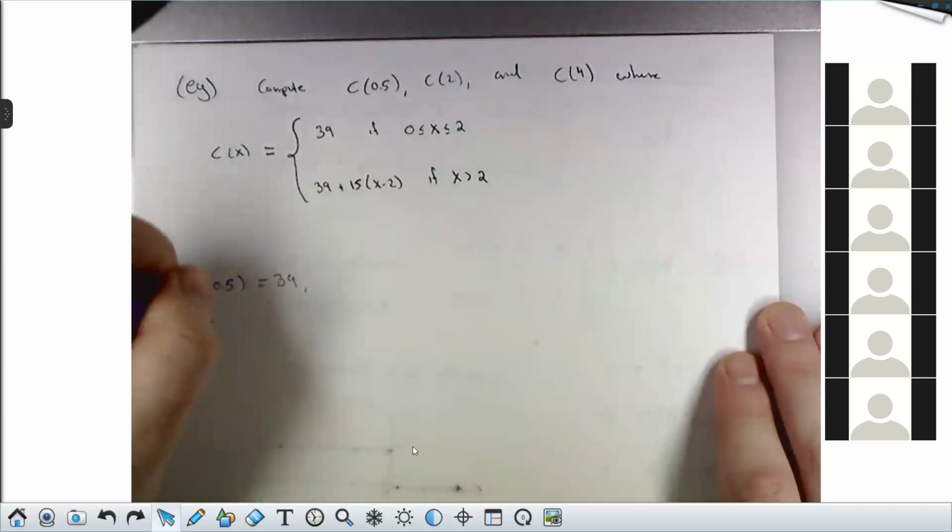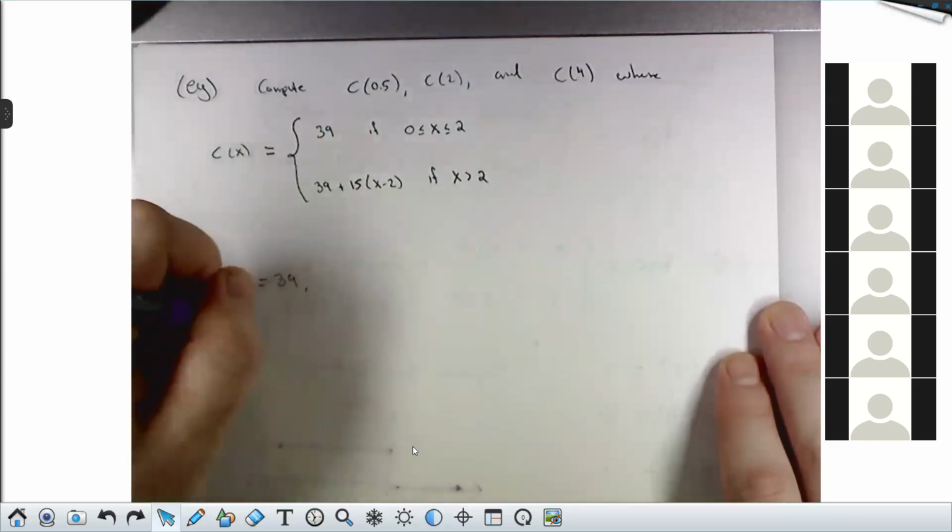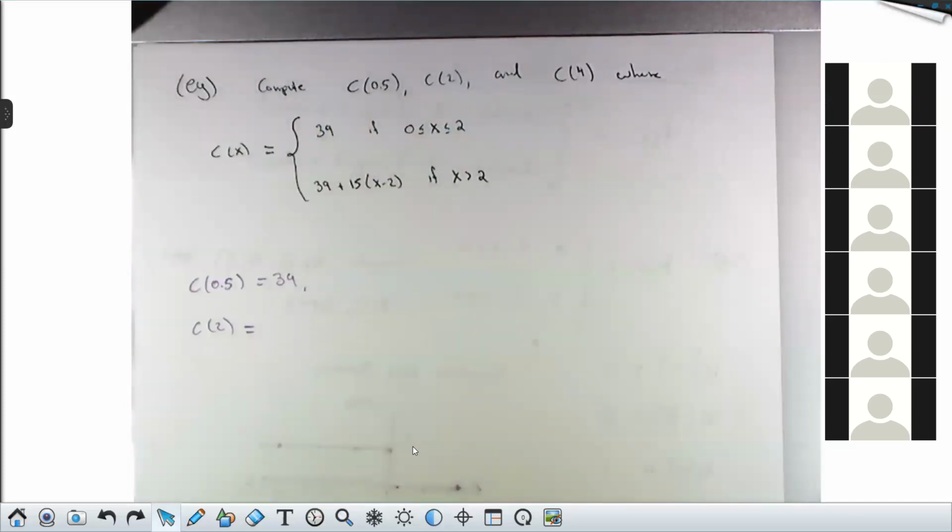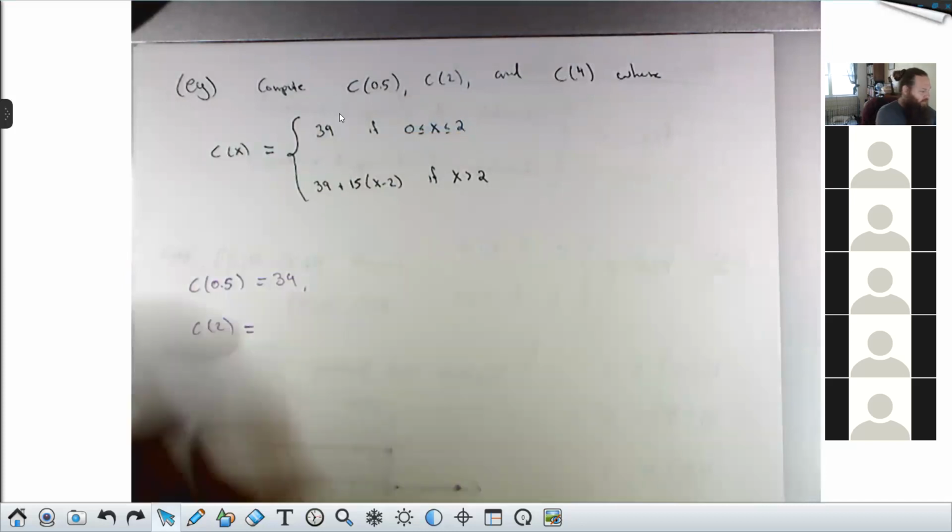C of 2. What is this? Would it not be 39 also? Good, very good. This is 39 also because 2 is a part of this collection of x values, right? 2 does satisfy this. So again, this is 39.